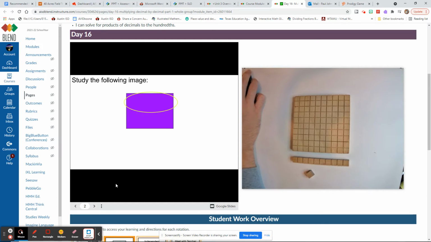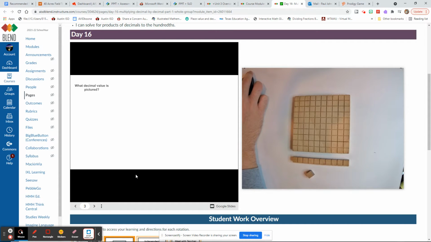So study the following image. It's a purple square with a yellow circle. I think something happened. I'm not sure that this is what they really wanted you to look at, but we can't tell anything from this. It's a purple square, or rectangle to be exact, with a yellow circle. What do you notice? Purple and yellow. What do you wonder? Everything. Okay, so let's get into it.